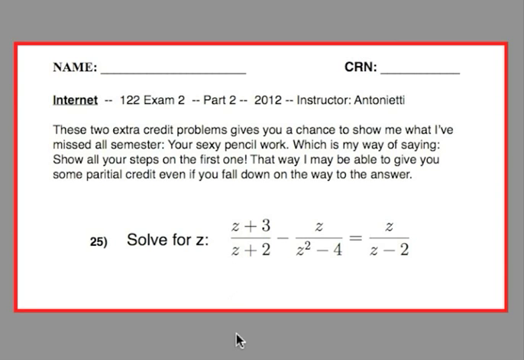Well, hello everyone. What I'm interested in doing here is help prepare you for the final exam. And so what I thought we'd do is dial back to actually exam number 2, and this was part 2. This was the extra credit on that exam. And if you remember, there were two extra credit problems.